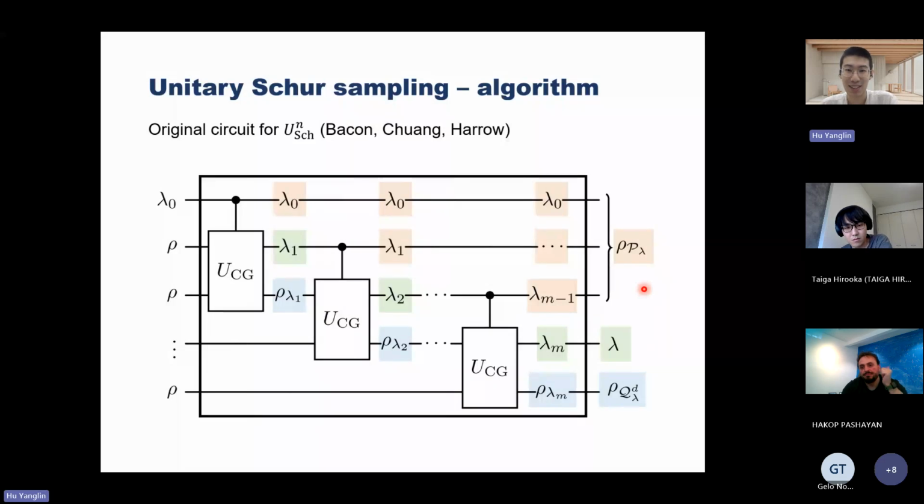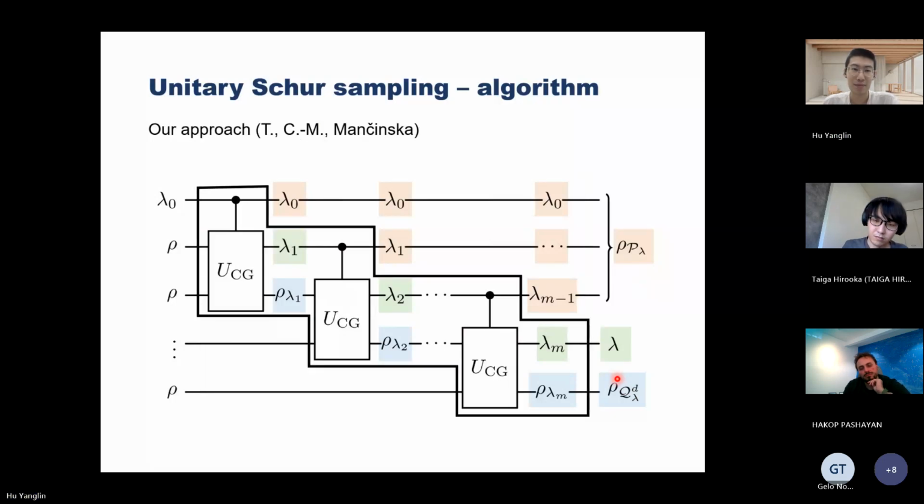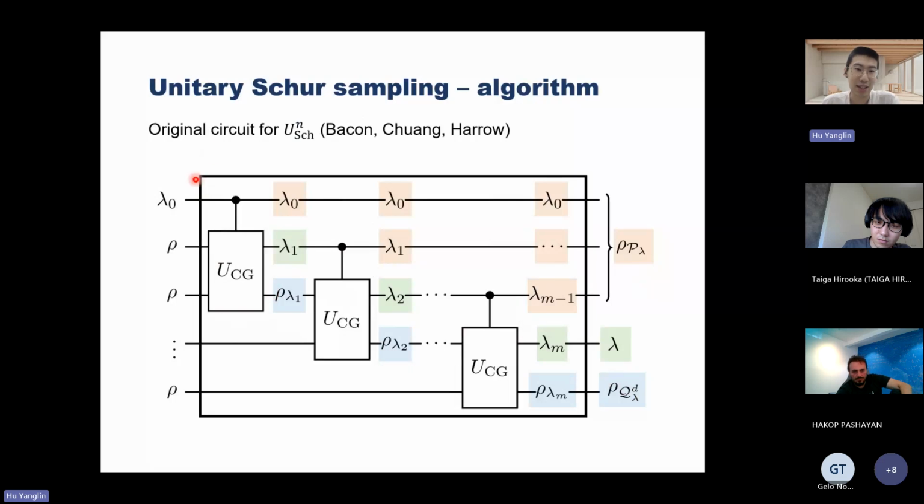So basically, this is how you do the unitary Schur sampling in a recursive way. And what we suggest is we can do this unitary Schur sampling in a streaming way. In this case, we have to keep all the things in quantum memory, but you see that you never touch this line and this line, and also this line after you first use it.